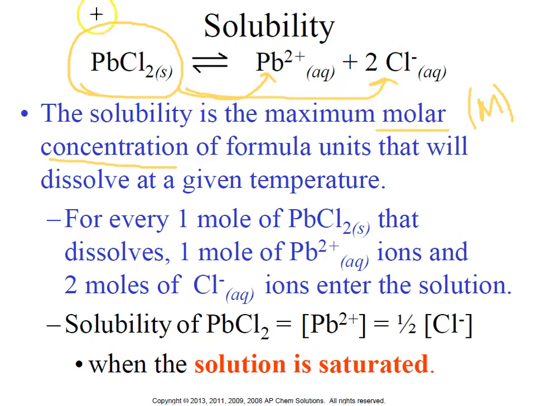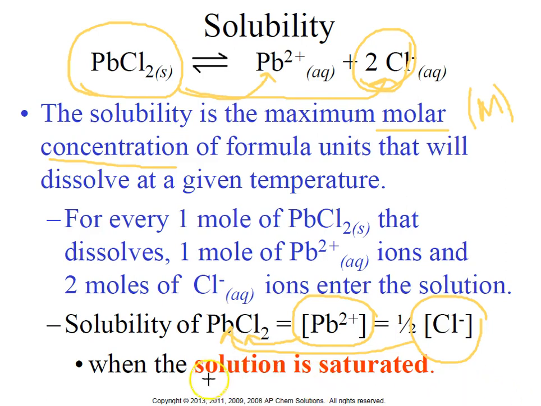So using that reasoning, if you know how much lead you have dissolved, then that is equal to the amount of lead chloride that broke apart. If you know how much chlorine dissolved, because you get 2 chlorines from this reaction, then half that amount would be the amount of original lead chloride that dissolved. So these values, when the solution is saturated, can help us figure out how much lead chloride could dissolve.